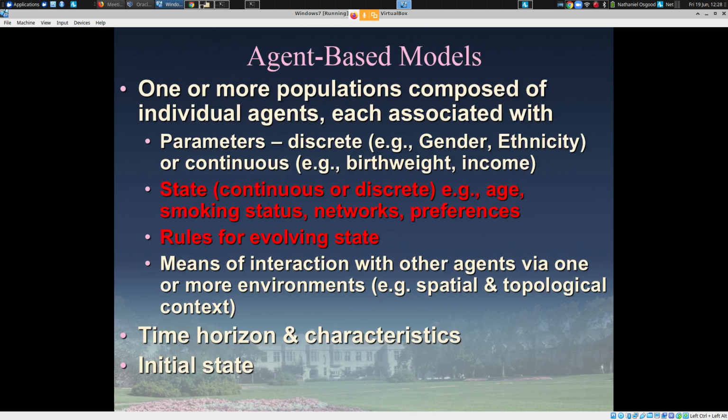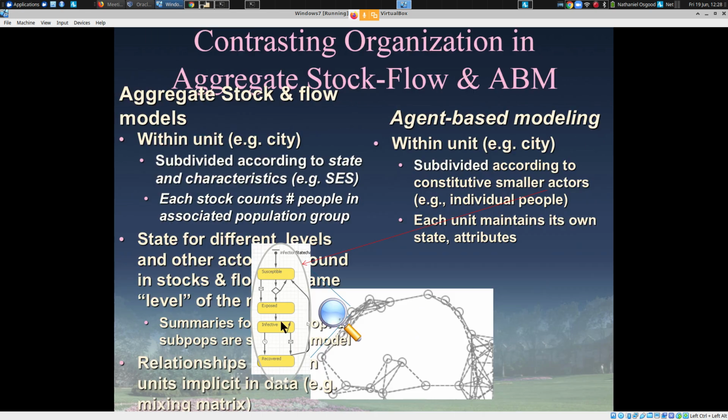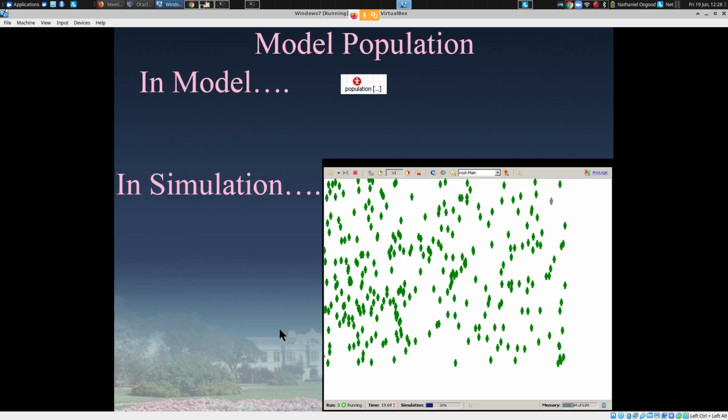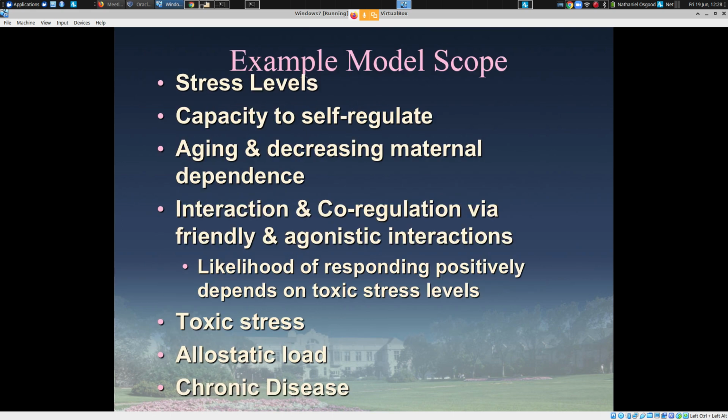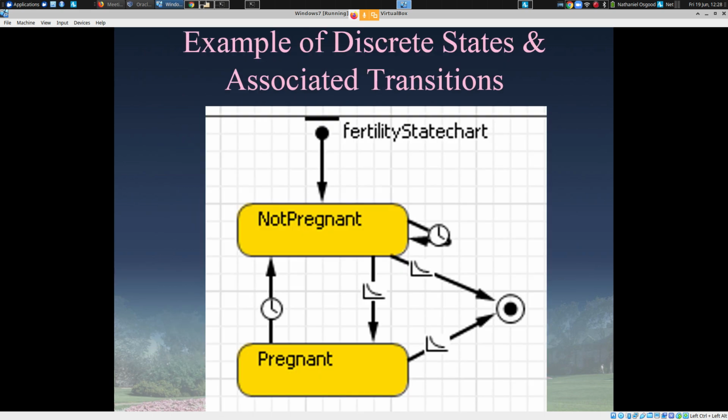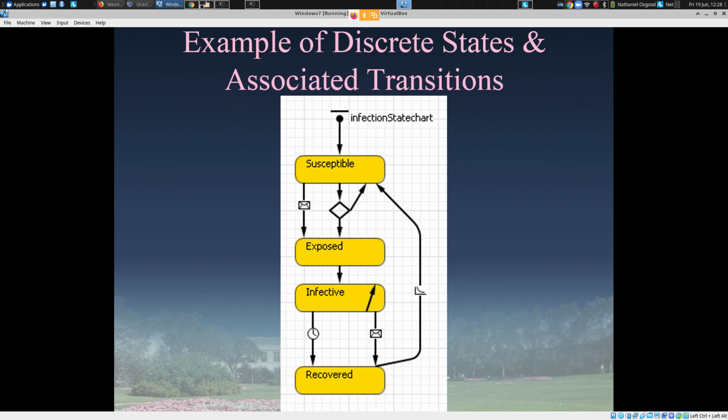We're going to have a state, and within each state, we're going to have things like state charts, which will depict their evolution. So we have some state charts. For example, we might keep track of whether this woman is not pregnant or pregnant. There might be some fertility rate by which she becomes pregnant over time, and her likelihood of transitioning from the not pregnant state to the pregnant state may depend on her time since the last pregnancy, her age, etc.